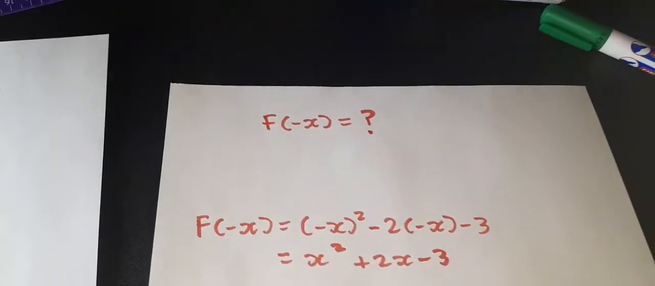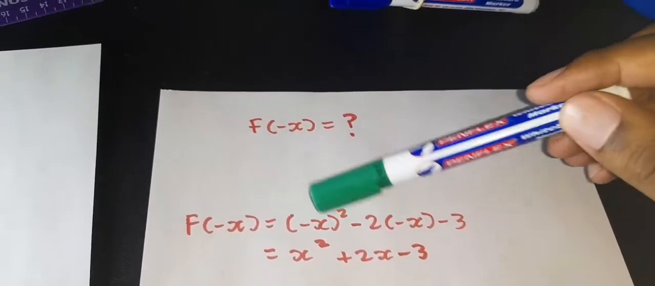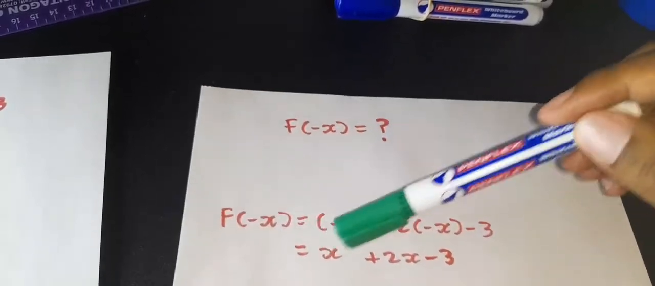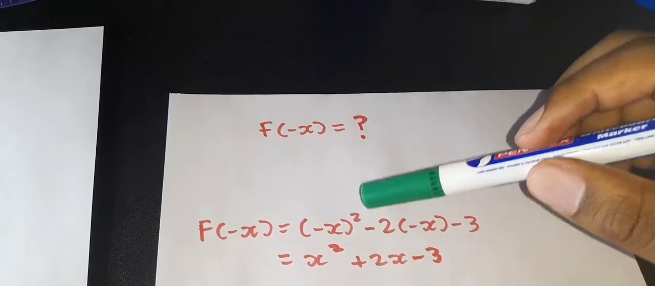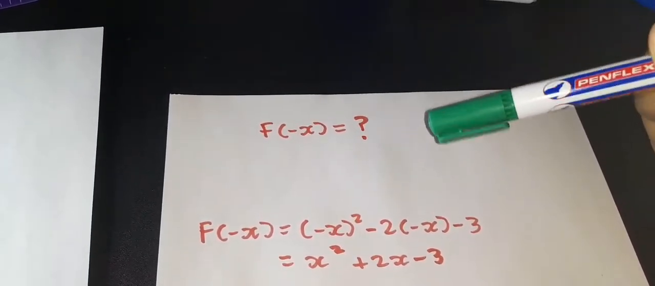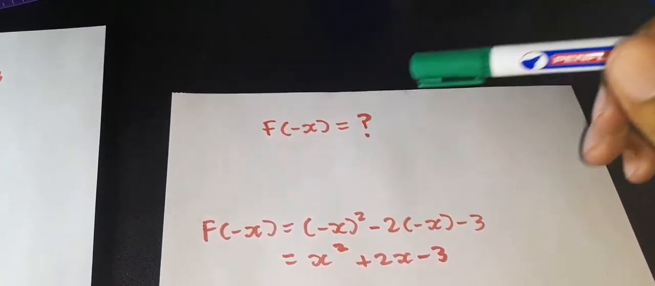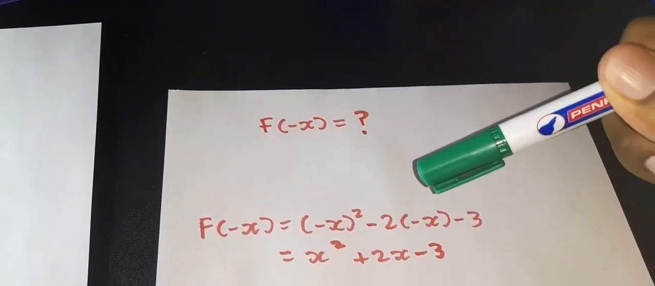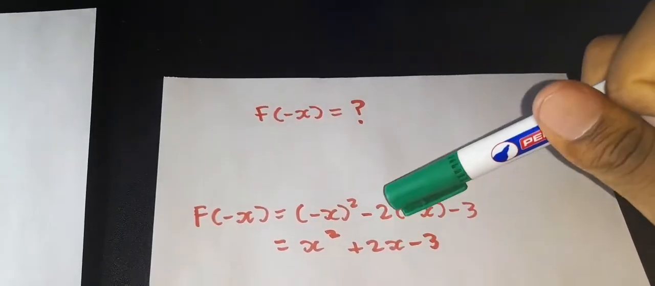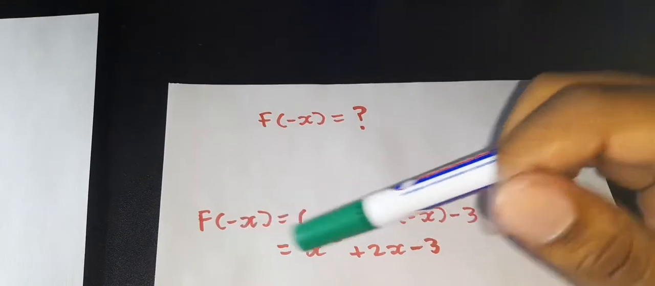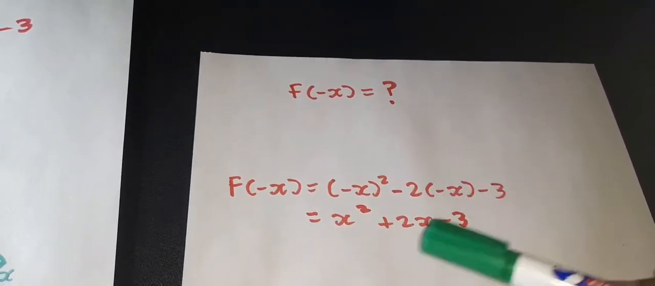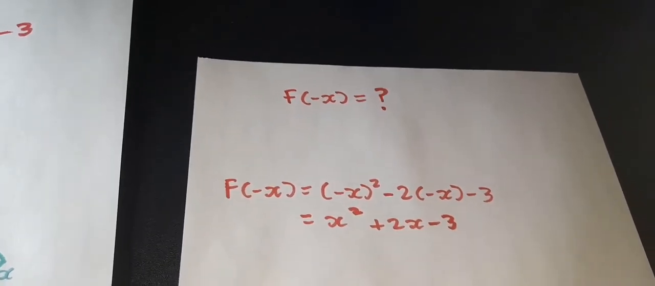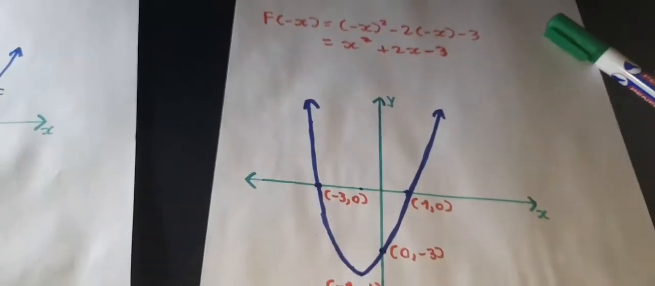So I did f(−x). Where there is x, I substituted a negative x, and then I solved the equation. So it was x² − 2x − 3, where there is x, I substituted negative x. So the new equation is this of f(−x). To draw the function, you can go ahead, find the x and y intercepts and the turning point, and then you sketch it. So the new graph looks like this.